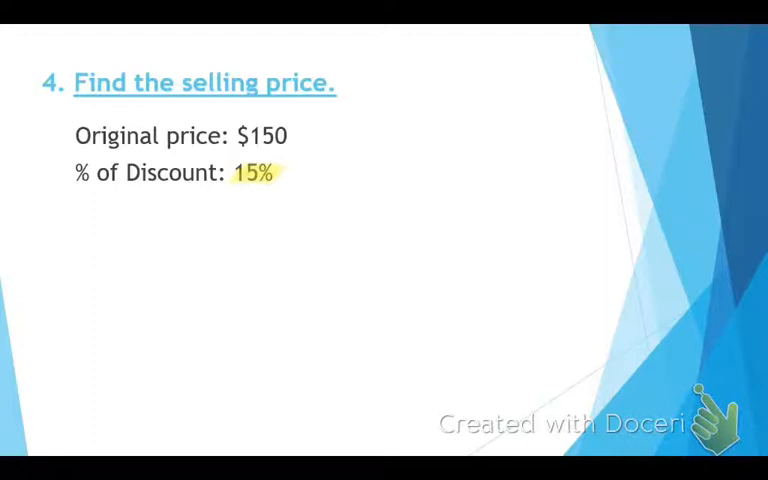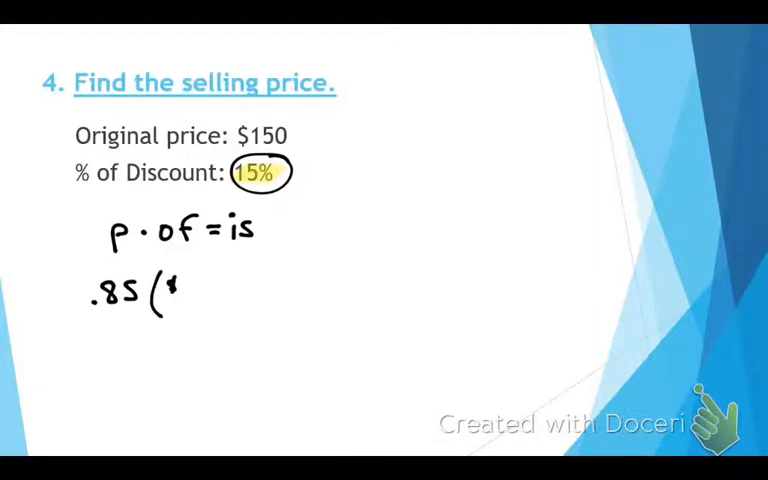What percentage? 85%. So when using the formula P times of equals is, you're going to change this right here to the percentage you have to pay, which is 85%, 0.85 as a decimal, multiplied by the original price. When you do that, this will automatically give you your answer. This is what a lot of people got for their answer.